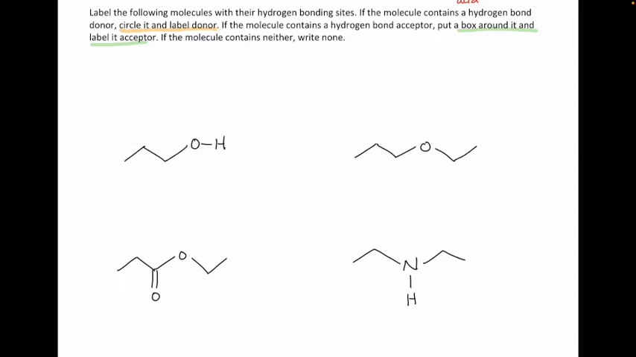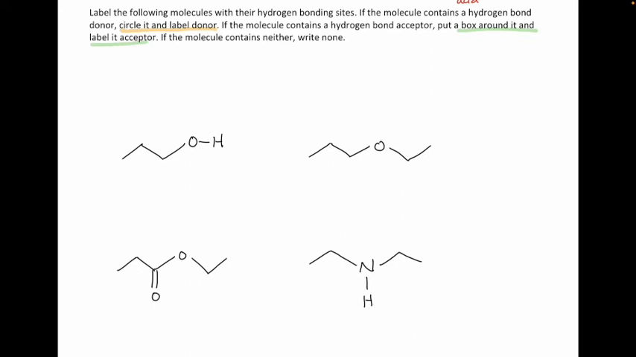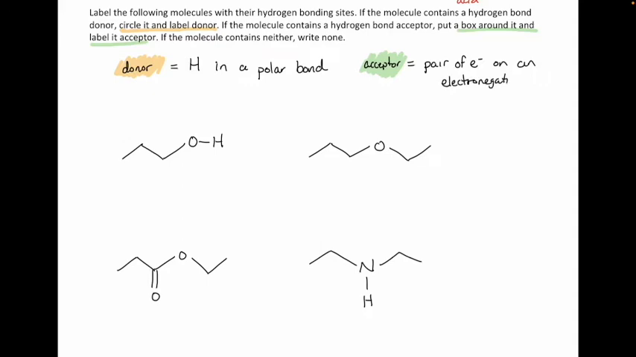So let's go through this one. Let's try to recall what I mean by donors and acceptors. Okay. So the donor of a hydrogen bond is the hydrogen in a nice polar bond, right? So the hydrogen itself is the hydrogen bond donor. The acceptor of a hydrogen bond is a pair of electrons on an electronegative atom.